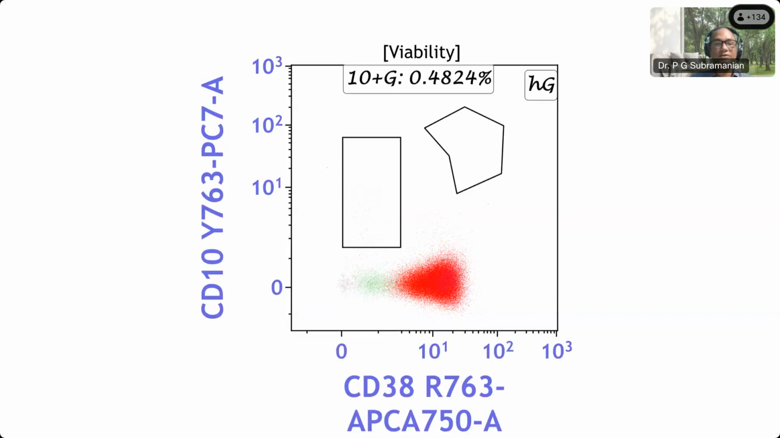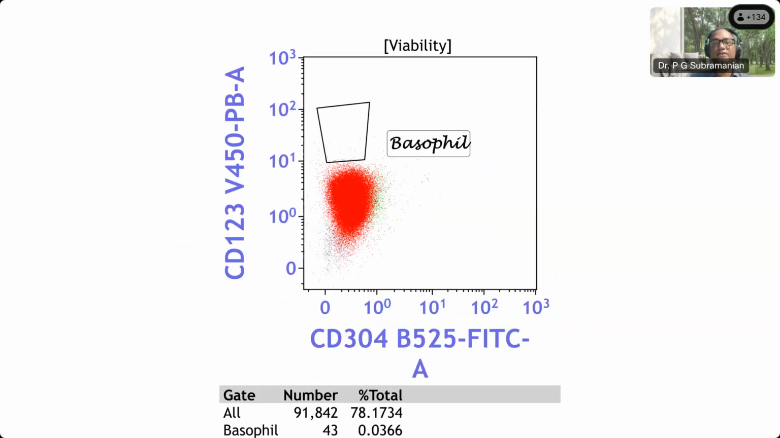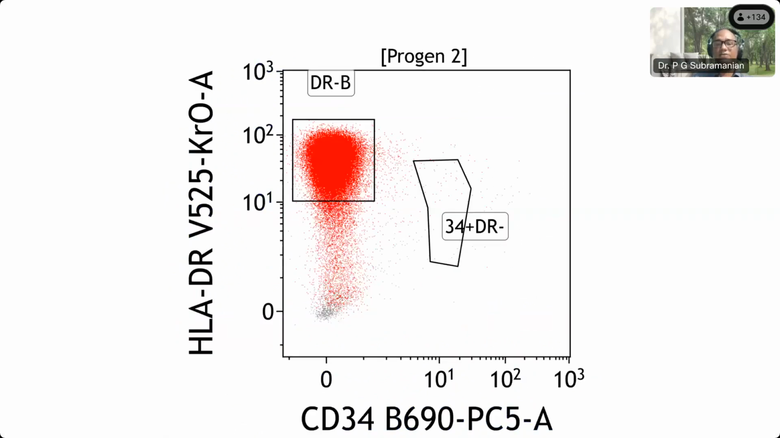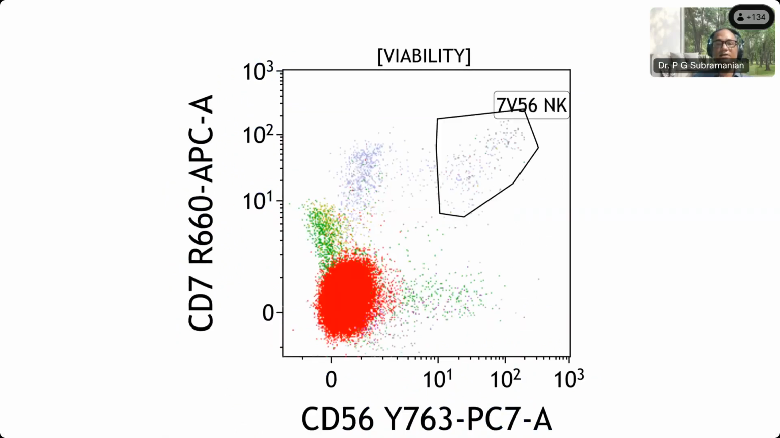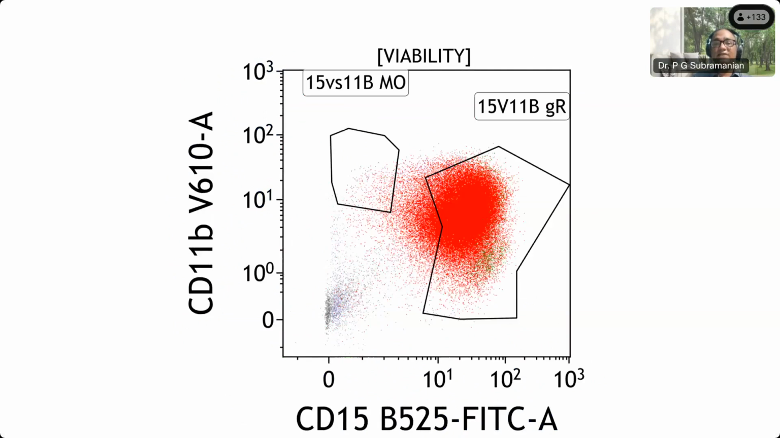So 34 is also negative. You are having again 38. 123 is dim. You have 86, which is positive in most of the cells. Your DR is moderate. Your 7 and 56 negative, 117 is negative. You are having 11B positive in this case, and 15 is also nicely positive.